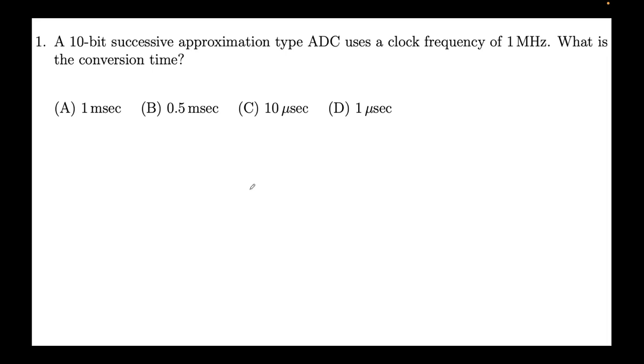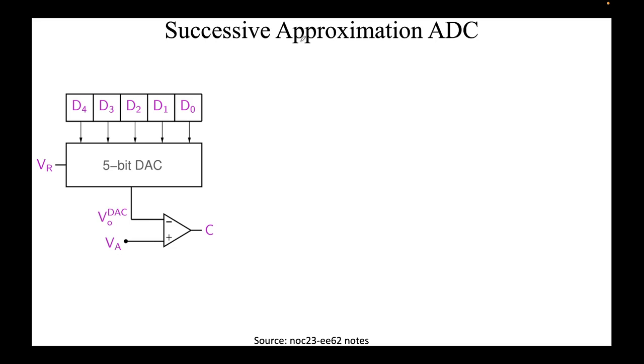So this is a question based on, first of all, the successive approximation type ADC. Again, we'll first see what this successive approximation type is. We have seen the general ADC, and then also the first type, that is flash ADC. Now we'll see the successive approximation type ADC, how it works, and then we'll come back to the problem.